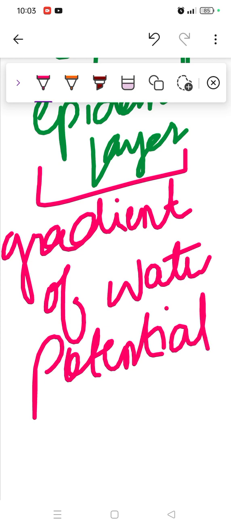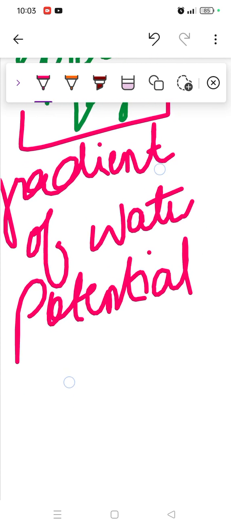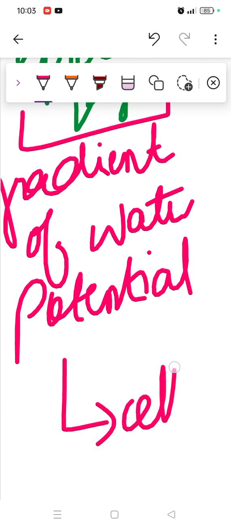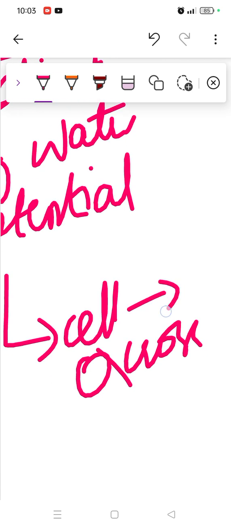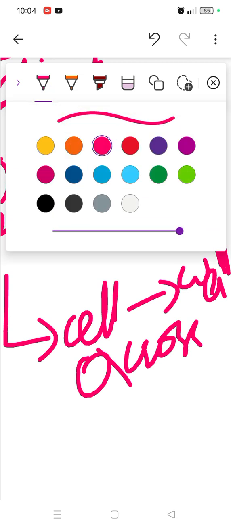Then you'll also see a few other things, like when it comes to the gradient of water potential, that flows out through the cell membrane, or across the cell wall, simply the cell wall. So I'm sure it's clear to you. Then after the cell wall it goes to the vacuole and then to other parts. So this is about the first step, the first path.